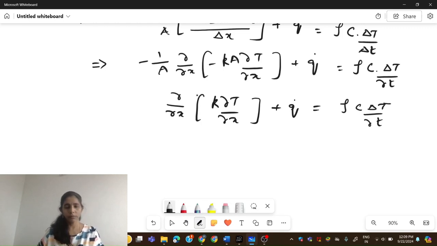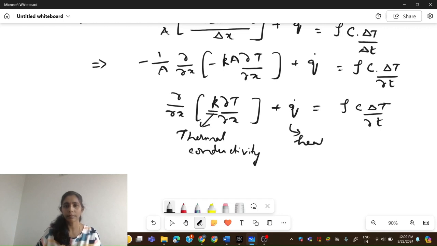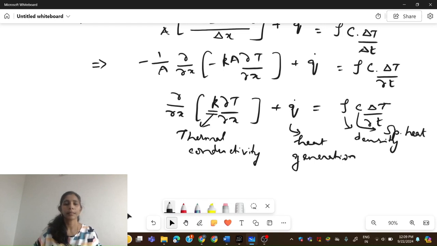Now, in this term, we know what this K is. This K is called thermal conductivity. Q dot is the heat generation. And of course, we know rho is the density, and C we know is the specific heat.